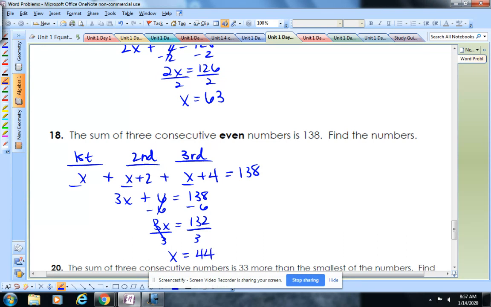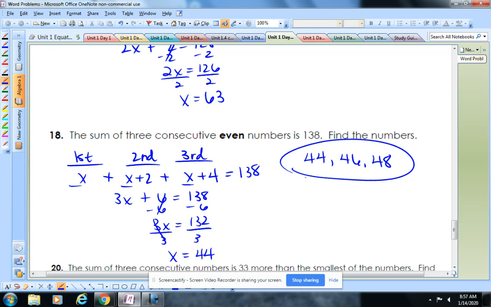Subtract 6, divide by 3. X will be 44. All right. Now this is supposed to be even. So did I get an even? All right. So that's my first even number. I need 3 of them. What's my next even number? And what's the next one? How do I check my answer? Add them together and I should get 138. Let me see here. That makes 14 plus 4. It's going to end in an 8 anyway. Right? So I think I'm good.